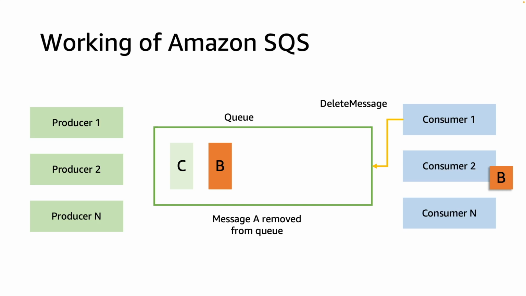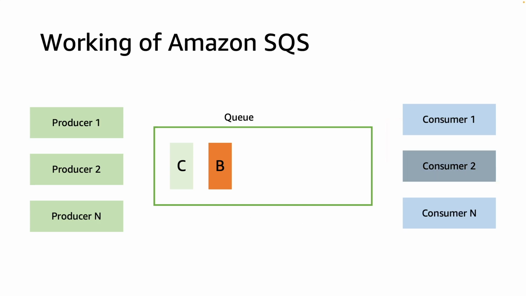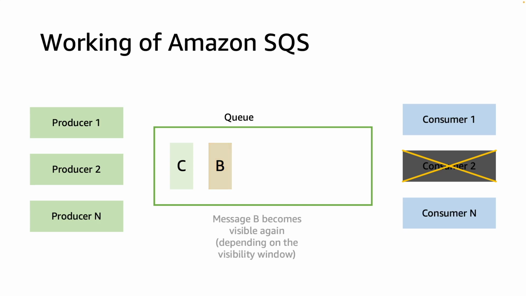Now consumer 2 is still consuming this, but consumer 2 crashed during the visibility time period. What that means is consumer 2 was unable to process the message, and the message was still in the queue. So what happens? The message will become visible after the visibility timeout period. Let's say you have configured a visibility time of, let's say, 2 seconds. It will be available to the other consumers so they can consume this.